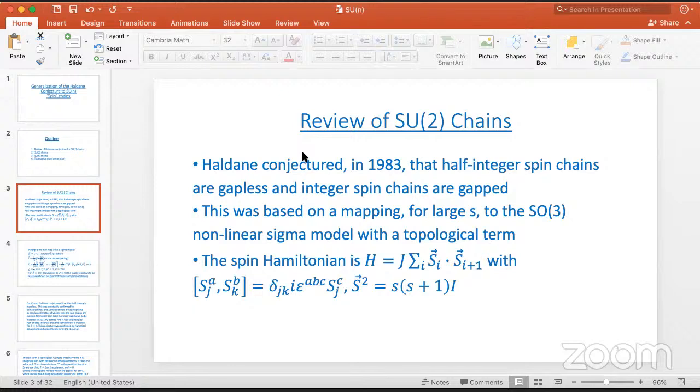So first of all, review of SU2 chains. Haldane conjectured in 1983 that half-integer spin chains are gapless. This was based on a mapping for large S to the SO3 nonlinear sigma model with a topological term. The spin Hamiltonian is simply nearest neighbor isotropic S·S terms. And these are the commutators of the spins, and the spins can have value S, so S squared is S times S plus 1 times the identity.